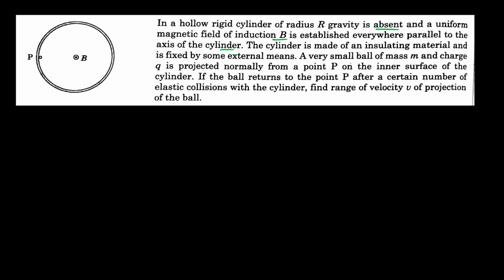A very small ball of mass m and charge q is projected normally from a point P on the inner surface of the cylinder. If the ball returns to the point P after a certain number of elastic collisions with the cylinder, find the range of velocity v of projection of the ball. This is the story. Now, what are the basics one should know?